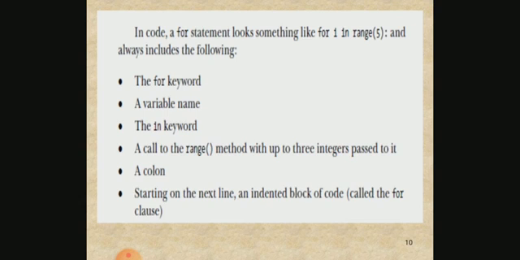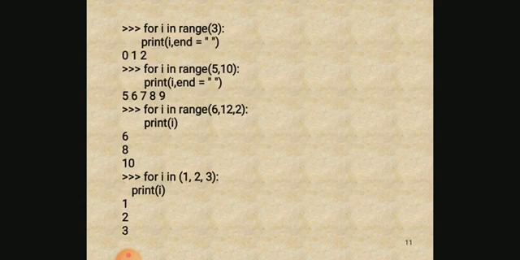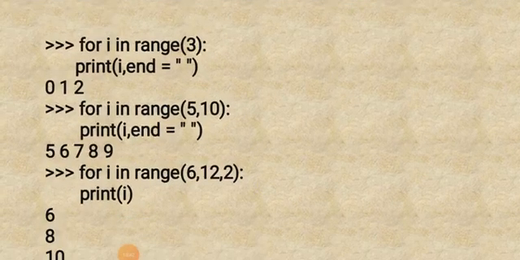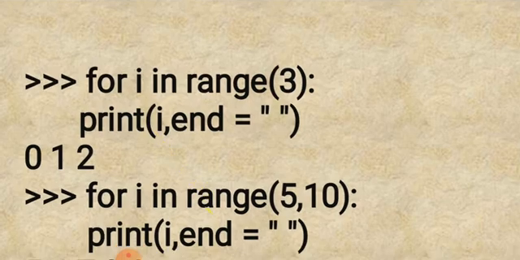Okay, starting on the next line, an indented block of code will be used for performing the operation based on that particular range. Here is a simple example. For i in range of 3, you can see here the first example. I am zooming that window. For i in range of 3, what is the condition here? i is the variable name in range 3. So here it will be executing the following statements when the value of i is in 3, that is 0, 1, 2. The print statement is simply printing the value of i, and the end statement will be used for printing in the same line, like a tab space.